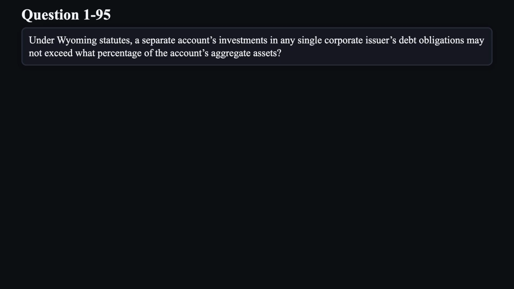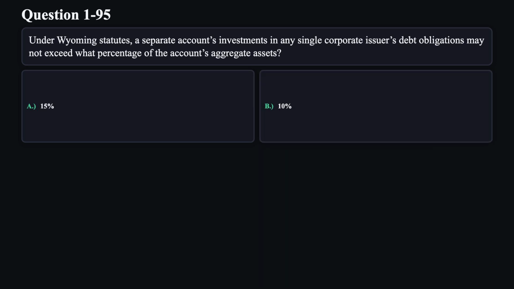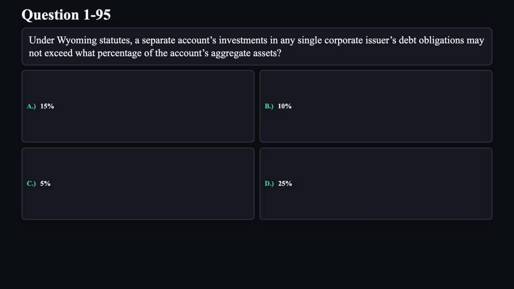Question 95. Under Wyoming statutes, a separate account's investments in any single corporate issuer's debt obligations may not exceed what percentage of the account's aggregate assets? A. 15%. B. 10%. C. 5%. D. 25%.